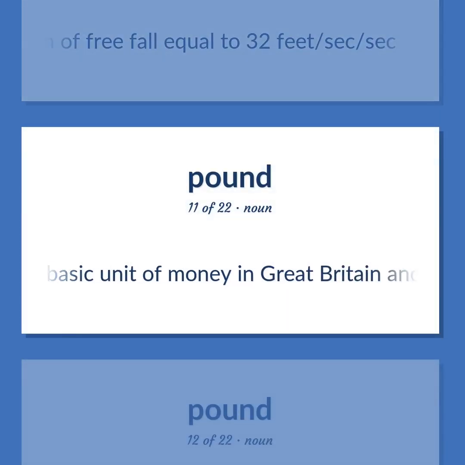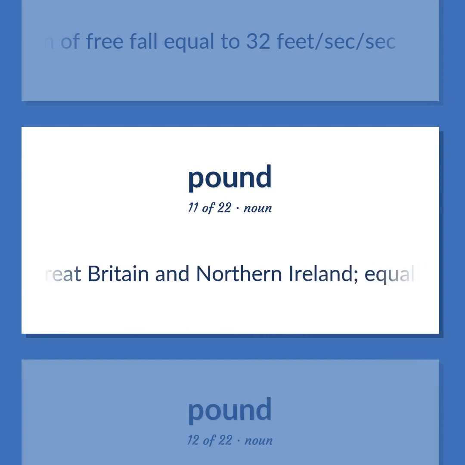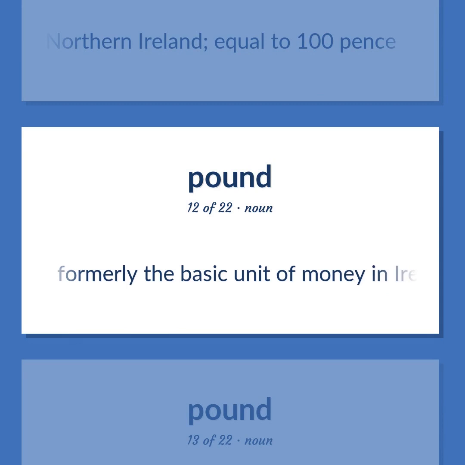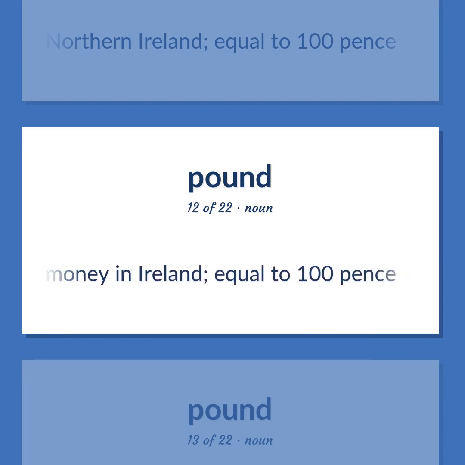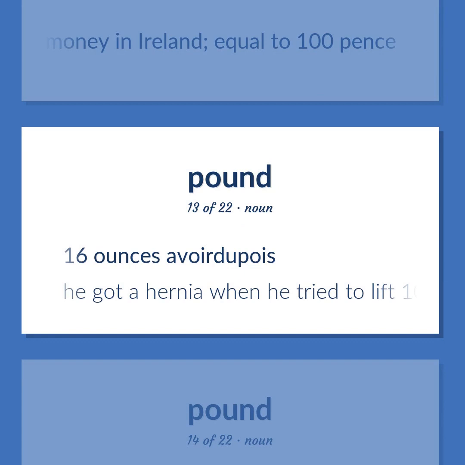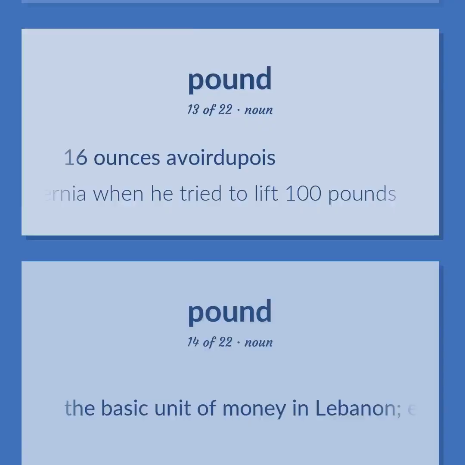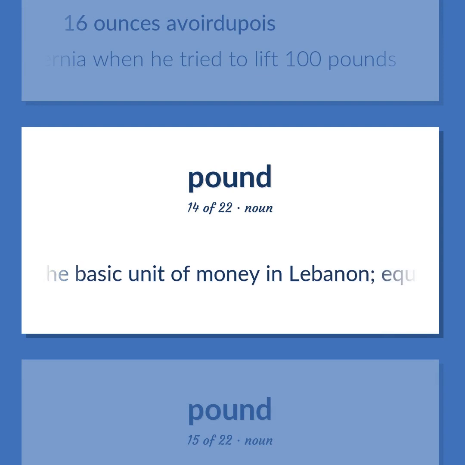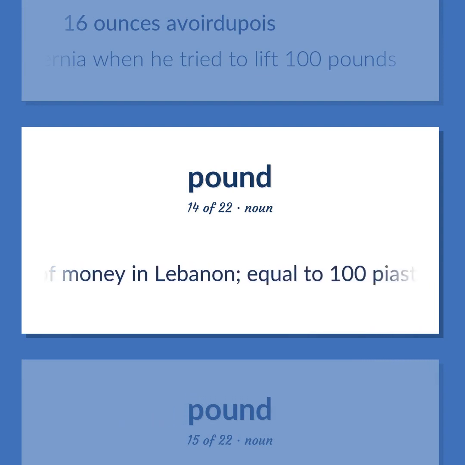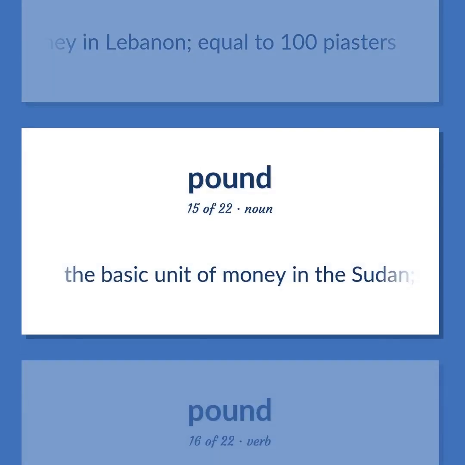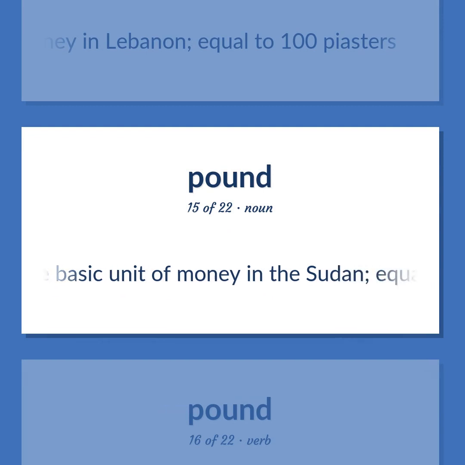The basic unit of money in Great Britain and Northern Ireland, equal to 100 pence. Formerly the basic unit of money in Ireland, equal to 100 pence. 16 ounces avoirdupois. He got a hernia when he tried to lift 100 pounds. The basic unit of money in Lebanon, equal to 100 piastres. The basic unit of money in the Sudan, equal to 100 piastres.